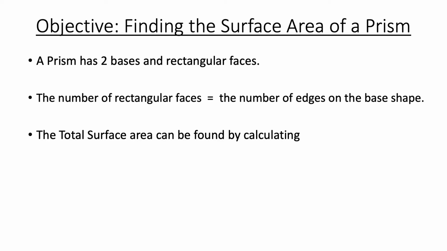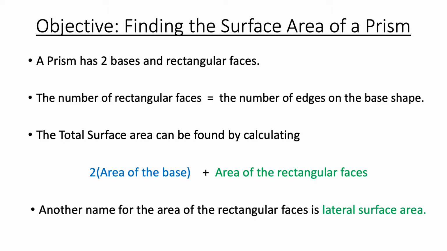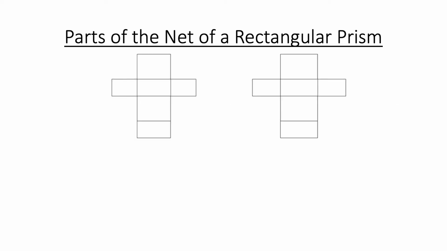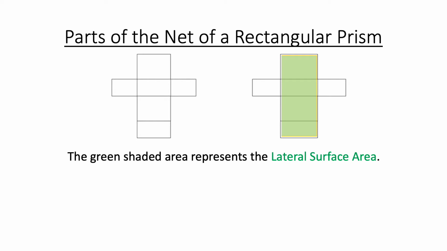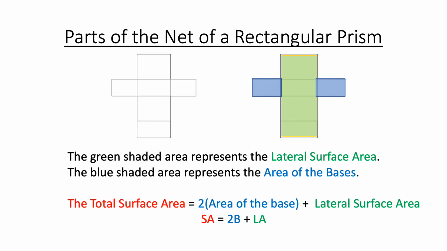The total surface area can be found by calculating 2 times the area of the base, since there will always be 2 bases, plus the area of the rectangular faces. Another name for the area of the rectangular faces is the lateral surface area. If we look at a rectangular prism, we see that the green shaded area represents the lateral surface area. The blue shaded area represents the 2 bases. So the total surface area would be 2 times the area of the base plus the lateral surface area.